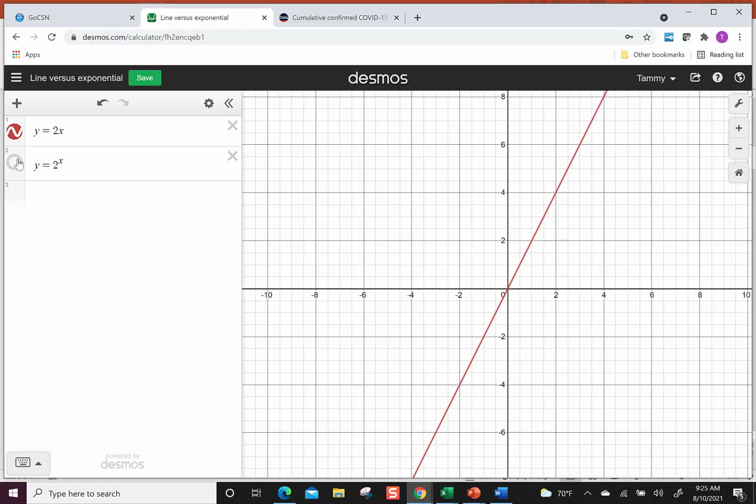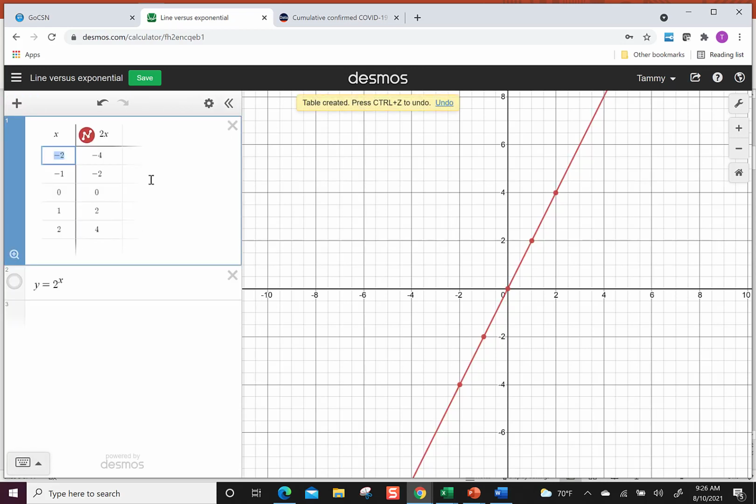But I also want to make sure that we understand the difference between a line and an exponential. A line's pretty consistent. It does the same thing over and over again. So if we looked at this line, y equals 2x, and we change it into a table, you can see that the values of the y are increasing by 2. It goes from -4 to -2, -2 to 0, 0 to 2, 2 to 4. So every time we move from point to point, we increase the y value by 2.